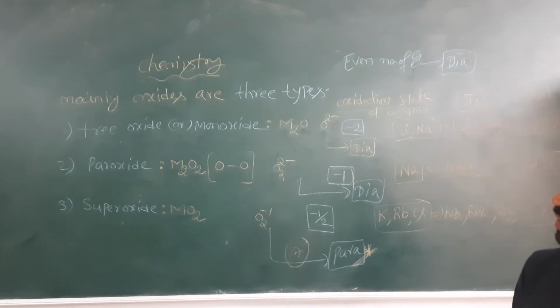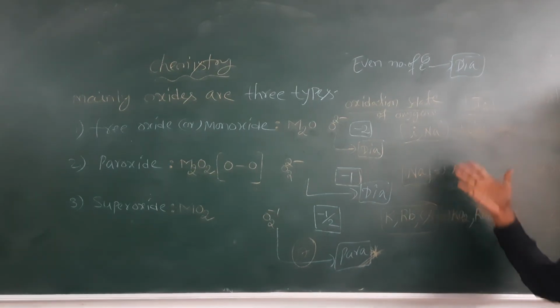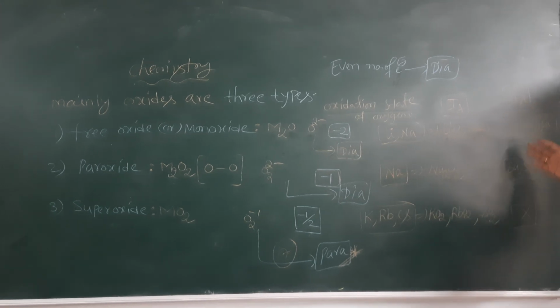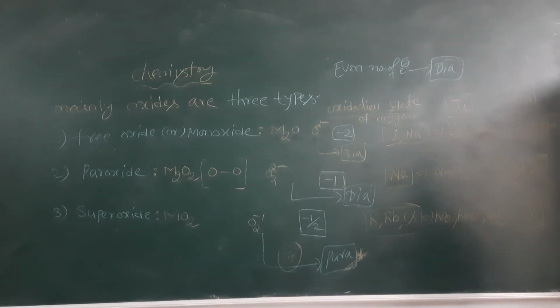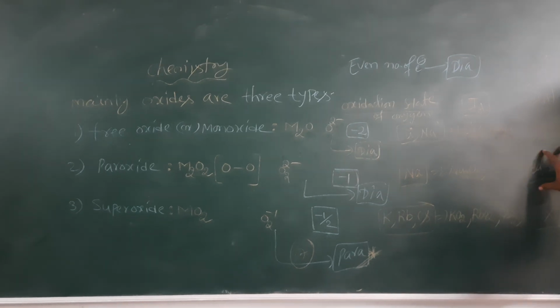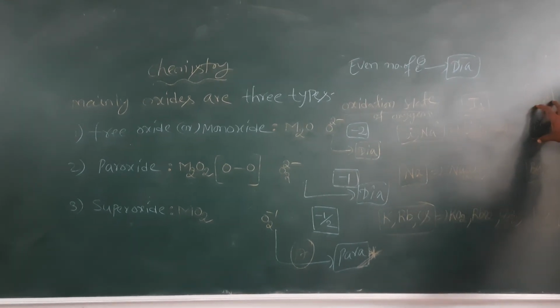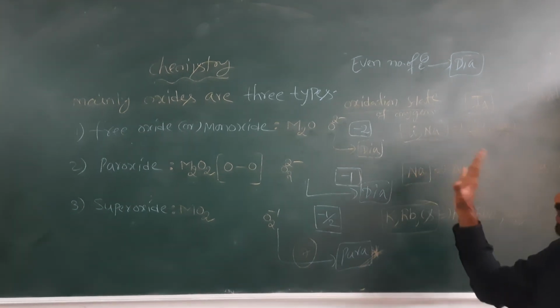So we have covered oxides in the case of the alkali elements and the alkaline earth elements. Alkaline earth elements do not give superoxides; they give only peroxides and free oxides. So that completes the oxides.